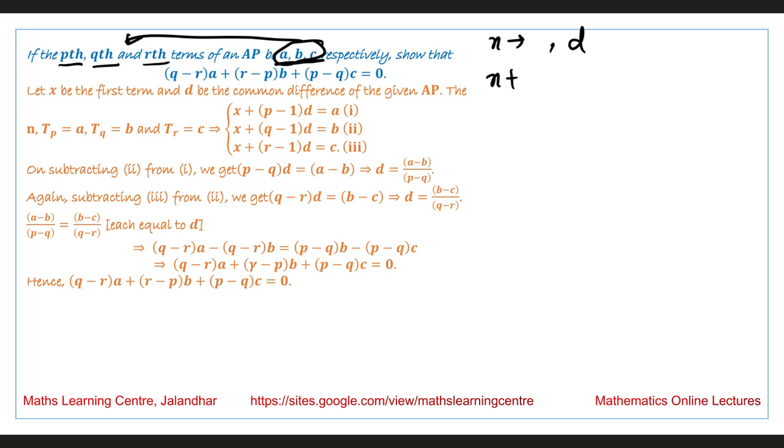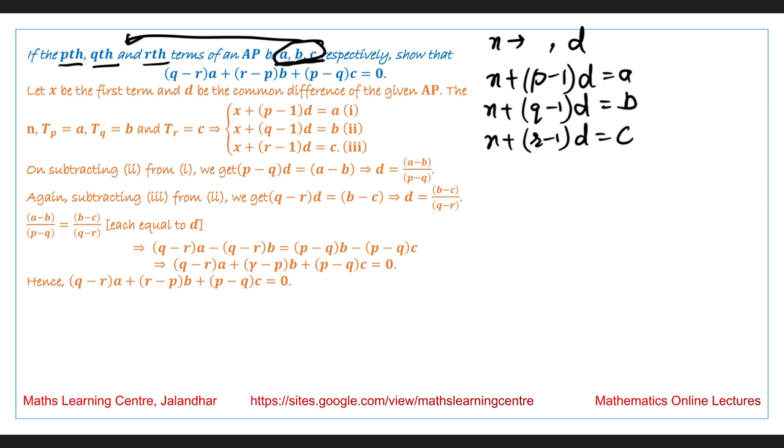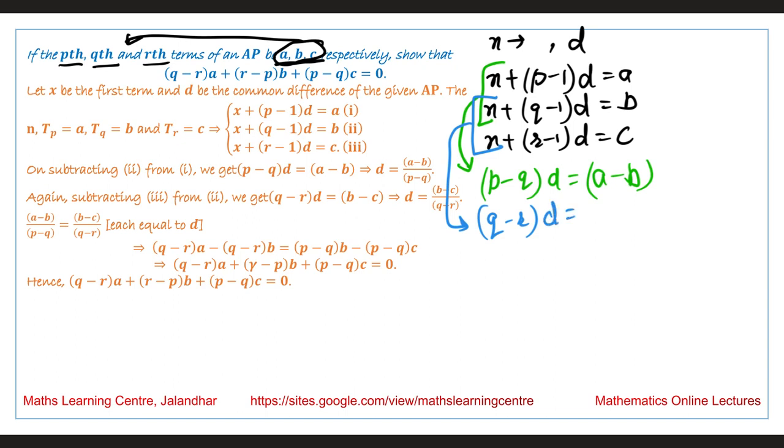So it is being given that x plus p minus 1 d is equal to A, x plus q minus 1 d is equal to B, and x plus r minus 1 d is equal to C. Now if we subtract these first two equations, we get p minus q into d is equal to A minus B. If we subtract the second and third equations, we obtain q minus r into d is equal to B minus C. So from both these equations, the value of d is A minus B over p minus q, which is equal to B minus C over q minus r.